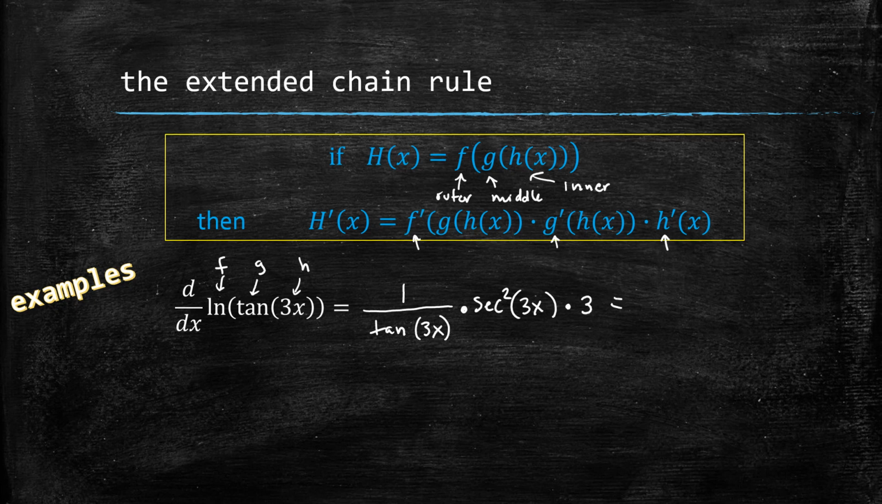And this can be tidied up a little bit: 3 secant squared 3x over tan 3x.